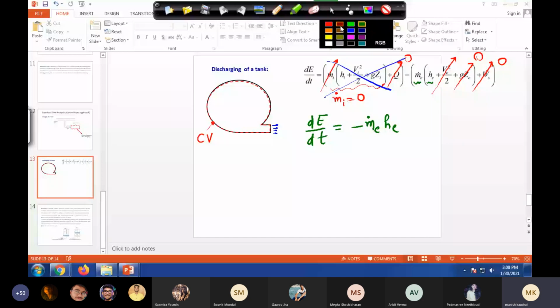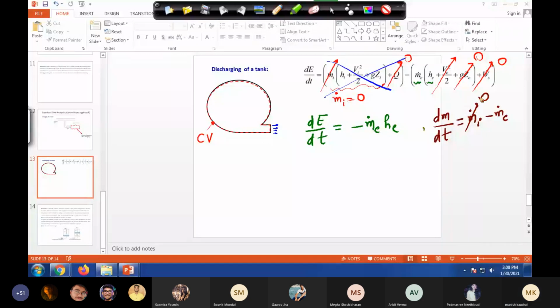Which balance? So we have done energy balance, right? What else we have? Mass balance. Very good. So let's write down mass balance. Mass balance we have dm by dt, which you know is always inlet minus outlet. The rate of change of mass in this control volume is at what rate mass is entering and at what rate mass is leaving. So m i dot minus m e dot, but we know this is 0.